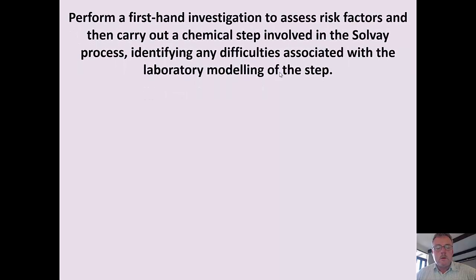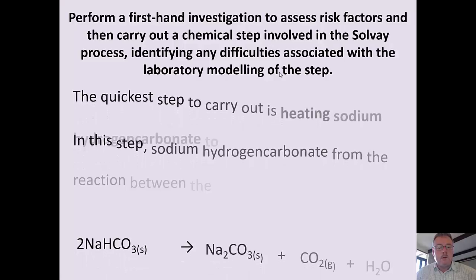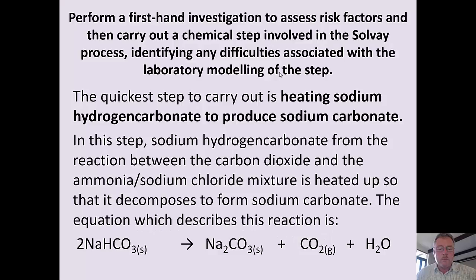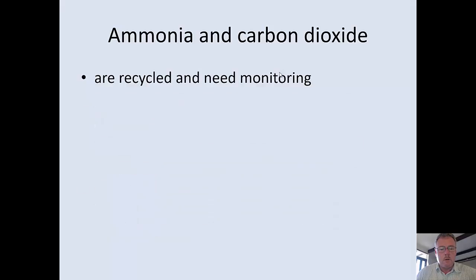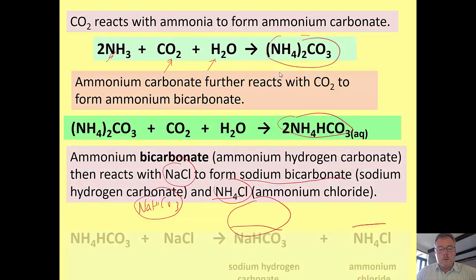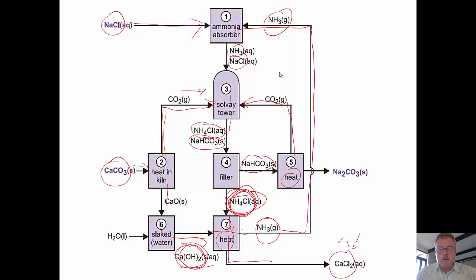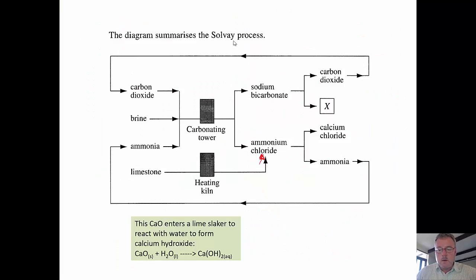Okay, a step that's involved in this Solvay process is one that we can do in the laboratory, and we can talk about that. But the quick one is to heat sodium hydrogen carbonate, sodium bicarbonate, to produce the sodium carbonate. So if we go back just briefly to our Solvay process, this last step, where we're heating sodium bicarbonate to produce carbon dioxide, water, and our sodium carbonate, the X there.